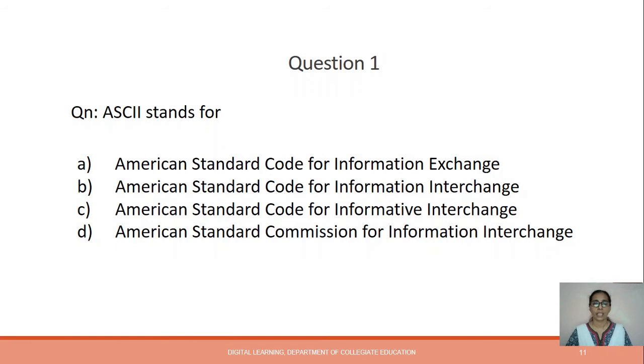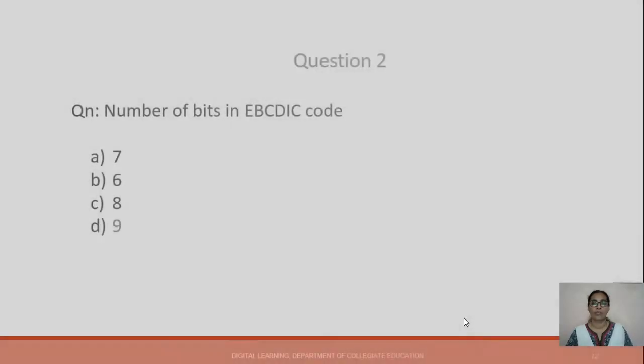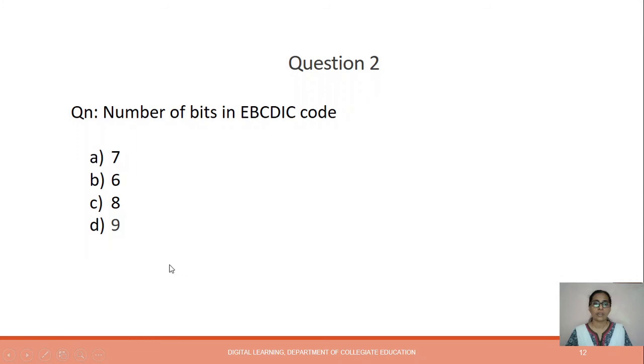First question, ASCII stands for American Standard Code for Information Exchange, American Standard Code for Information Interchange, American Standard Code for Informative Interchange, or American Standard Commission for Information Interchange. The answer is American Standard Code for Information Interchange. Next is the number of bits in EBCDIC code: 7, 6, 8 or 9. EBCDIC is Extended Binary Coded Decimal Interchange Code. So the number of bits is 8.